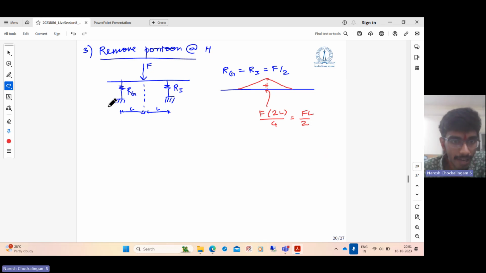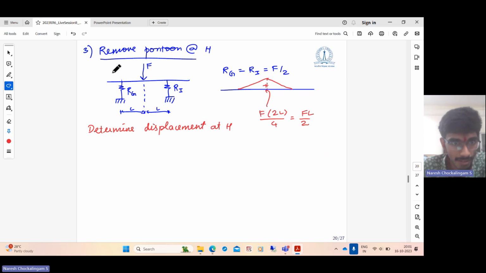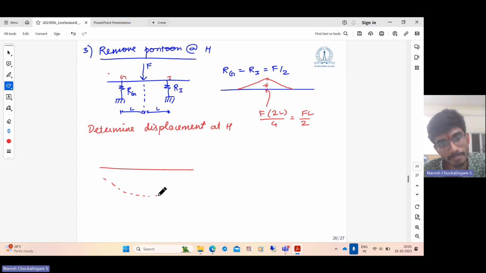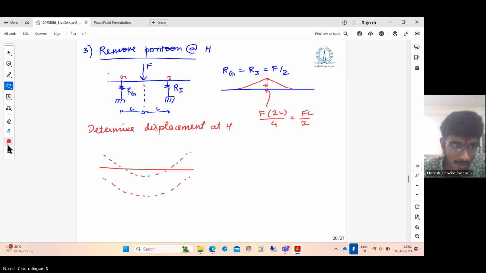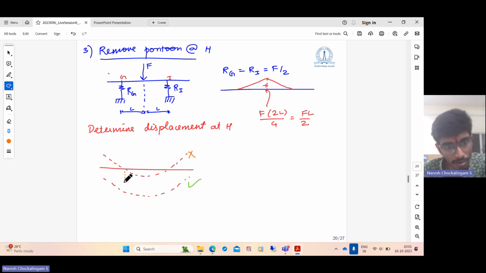Now, what is asked? We are asked to determine the displacement at H if there is no quantum. So the beam displaces something like this. It will not maintain these two, the points G and I will also go down. Therefore, if this is the initial configuration, the final configuration is something like this. It will not be like this. So the correct deformed configuration is this, and this is a wrong one. It cannot be like this because these two points have to go down.